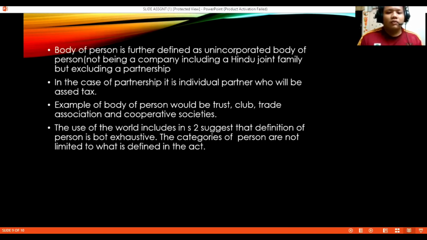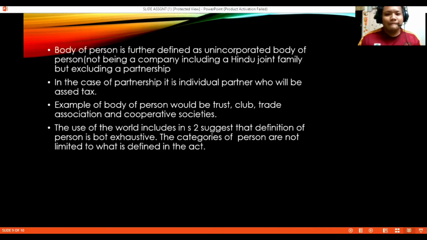The use of the word includes in S2 suggests that the definition of person is not exhaustive. The categories of person are not limited to what is defined in the Act.